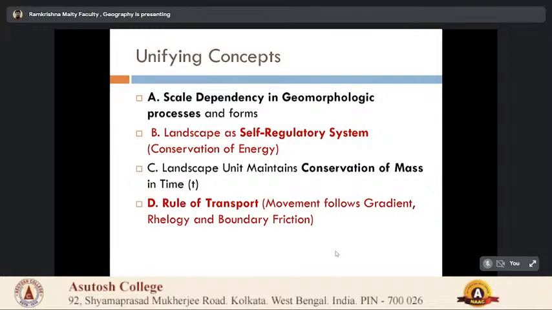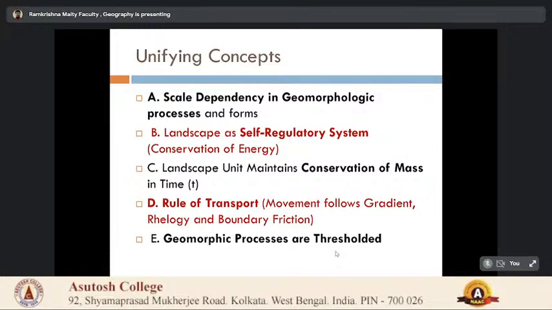Then the rule of transport. How the materials are being transported, and what are the principles behind the transport of materials, is the rule of transport. These are mainly related to physics, and as you know, geomorphology is close to the principles of physics, and we are using those theories and algorithms of physics, but we don't know the basic principles. So we should know those principles better for their better applications.